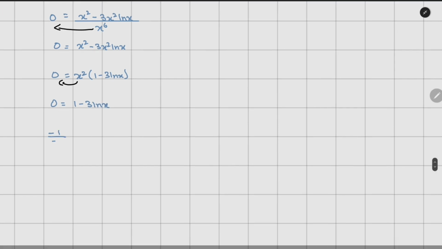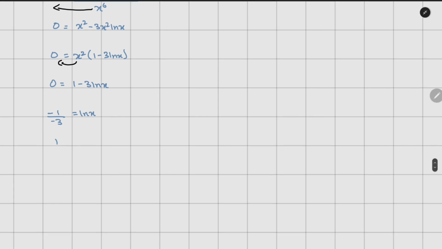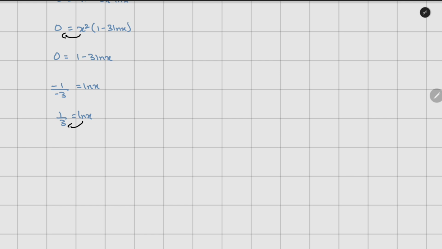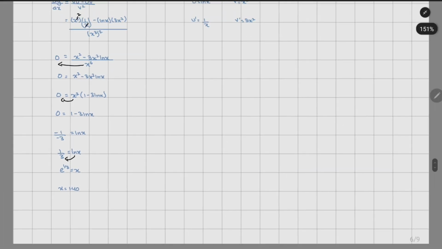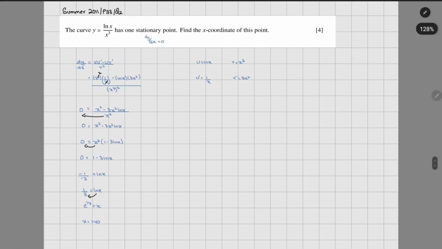Now sending that over there, it's going to leave us with 1 upon 3 is equal to ln x. And when we shift ln to the other side, it becomes e, and the value becomes its power. So it's going to be this. And now when we put e to the power 1 upon 3 on the calculator, it's going to give us 1.39, which is basically rounded off to 1.40. So the x coordinate we have is 1.40.